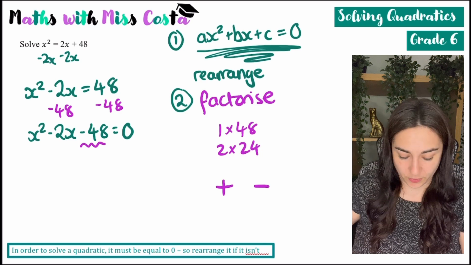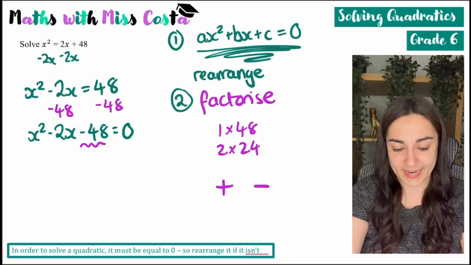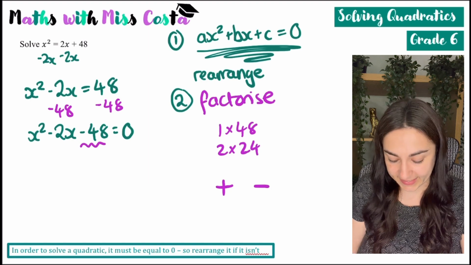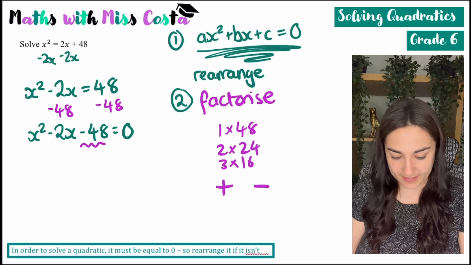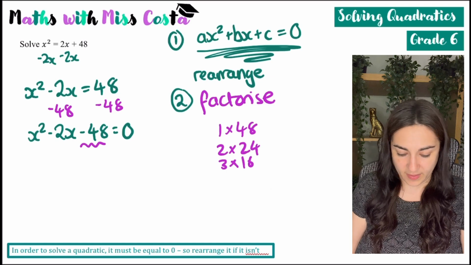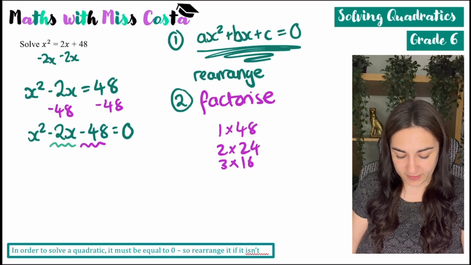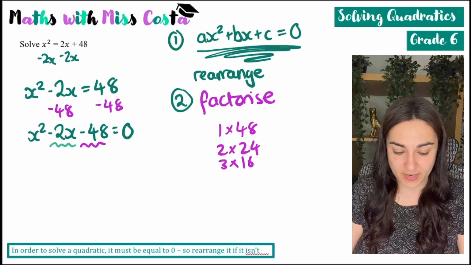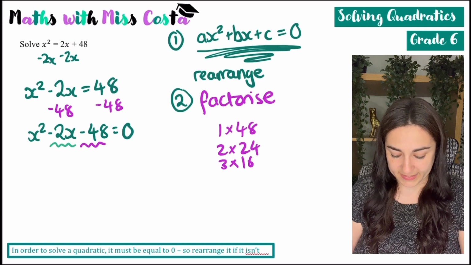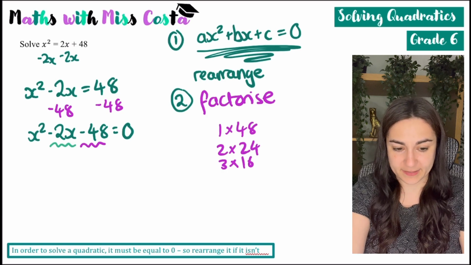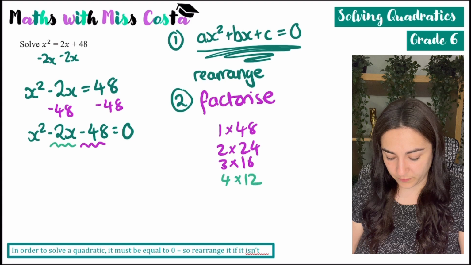So let's continue on with our factors. 48 divided by 3 is 16, so it could be 3 times 16. But I know that the numbers are going to be fairly close together because when you subtract them or add them, you get minus 2. So 48 divided by 4 is 12.